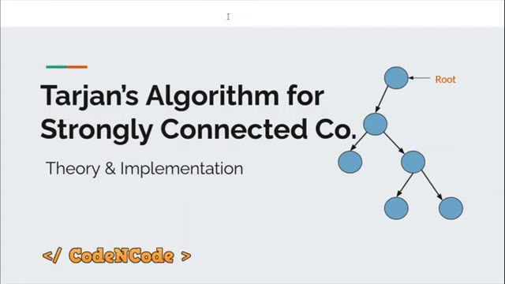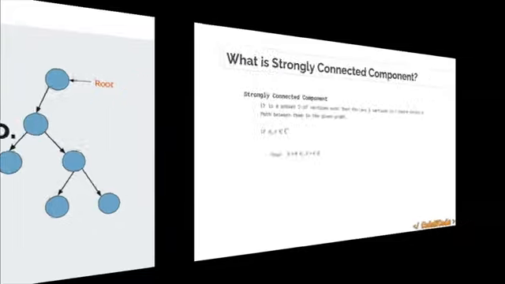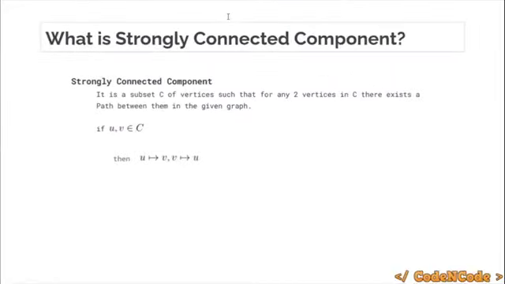We have already seen Kosaraju's algorithm for strongly connected component, and in the recent 2 or 3 lectures, we will be studying Tarjan's algorithm, its implementation, and how this is different from Kosaraju's algorithm. So let's get started. So what is strongly connected component?